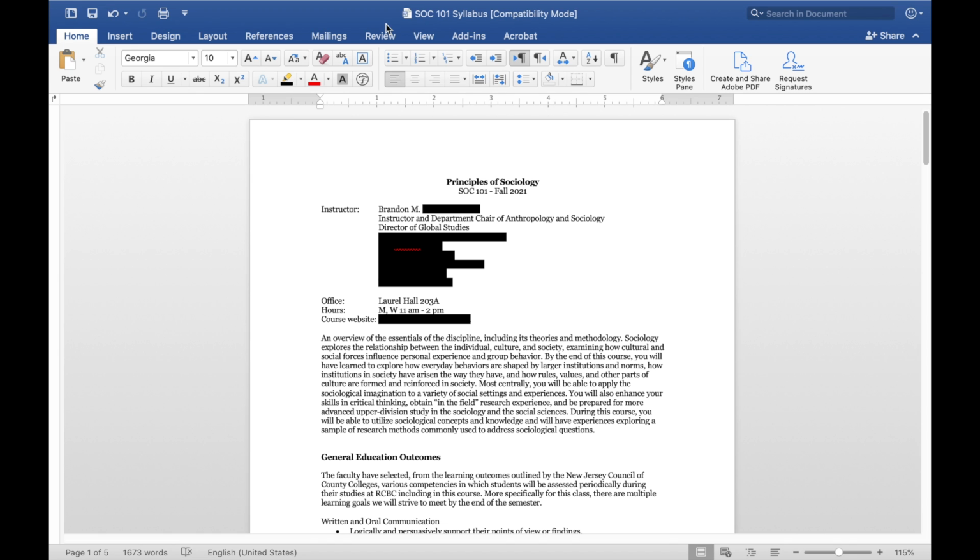But the common term is syllabus, and your syllabus basically is a nice outline of what your class would look like, what to expect, how your grades are going to be, what you would need for the class, and so forth. As we go through this syllabus today, I'm giving you an idea of what to look out for and how to read it, so you can be best prepared for your class.